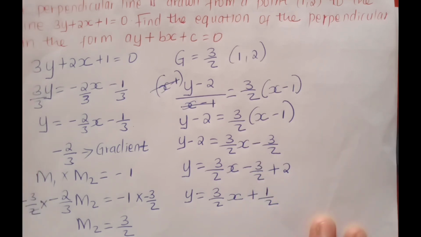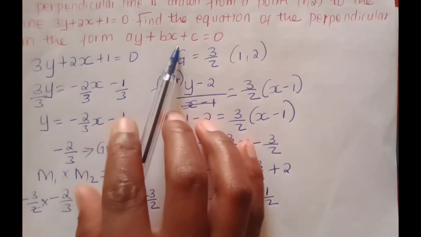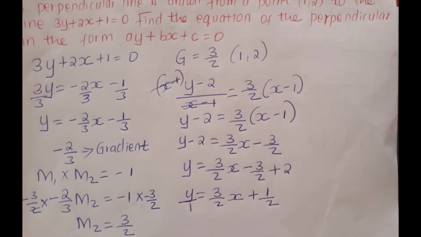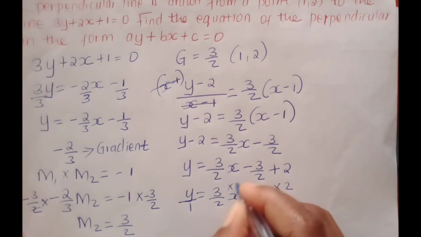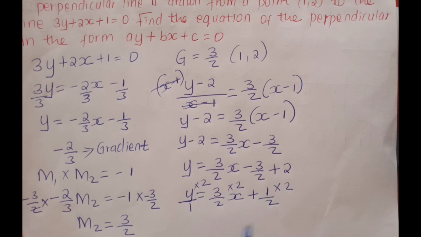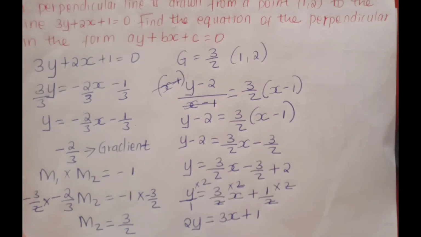Okay, learner? So we are told to give the equation in the form of ay plus bx plus c. So here we have y over 1. So we multiply by 2 here, by 2 here, and by 2. The LCM of 1, 2, and 2 is 2. So we'll have 2y is equal to 3x, then this one will cancel, plus 1. Okay, learner?